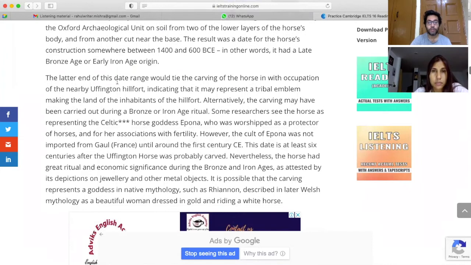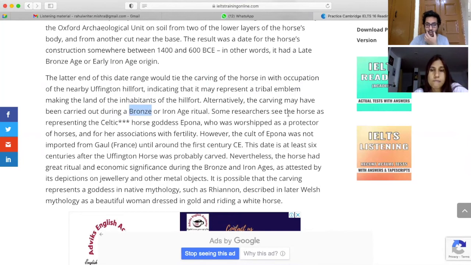Now if we go according to this date range, it means the carving of the horse is connected with the occupation of the Uffington fort. So maybe there were some tribes for whom this horse was very important in that era. It may be some mark of the tribes who were staying in that area. The carving may have also been carried out during some customs of the Bronze or Iron Age, right?